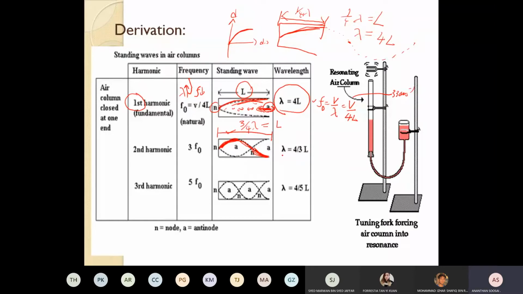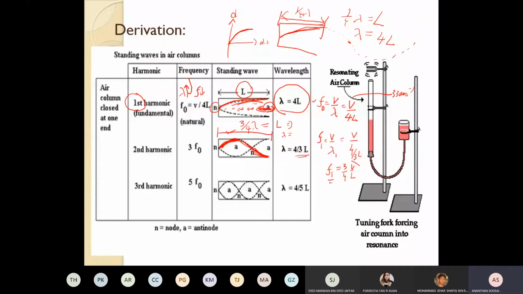So lambda is equal to 4/3 L. Now find the new frequency. The first frequency is V over the new lambda. The V is still V, but lambda is 4/3 L, and you flip it. It becomes 3V over 4L. Okay, now this is F1, the new frequency.